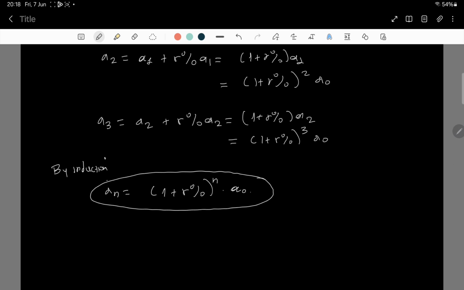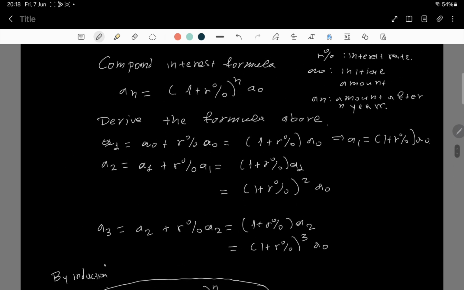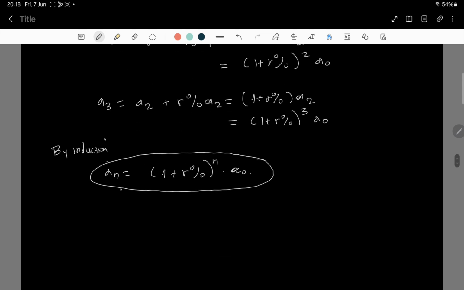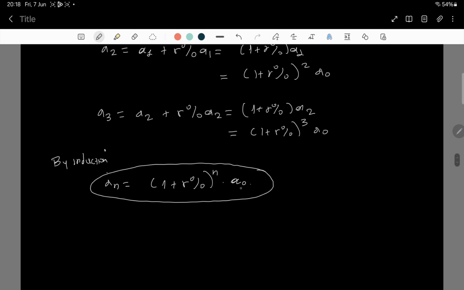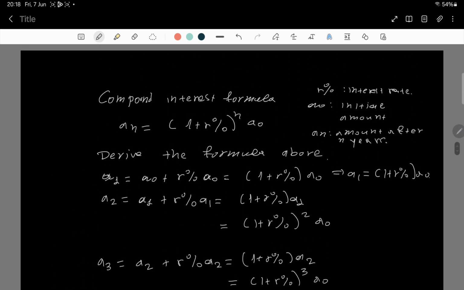This is my formula. So if I want to find what would be the amount that I get if I withdraw the money from the bank account after n years, I have to take this quantity, calculate it to the power of n, times A0, which is the initial amount of money that I first put into the bank account.